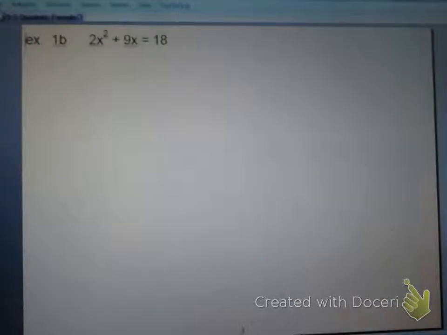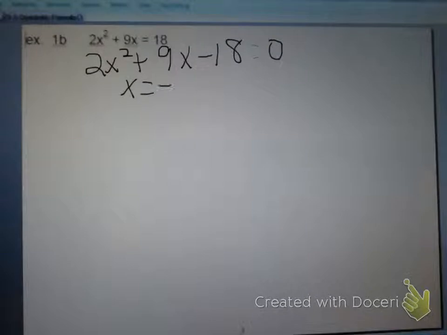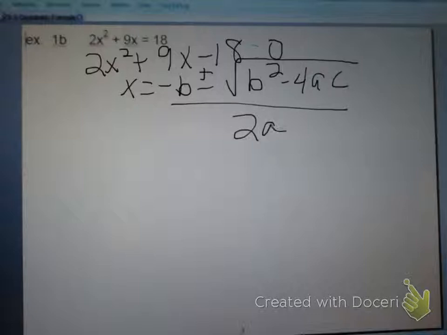Example 1b, you have to get it equal to 0. Now we're going to use the formula x equals negative b plus or minus the square root of b squared minus 4ac all over 2a, where a is 2, b is 9, and c is negative 18.